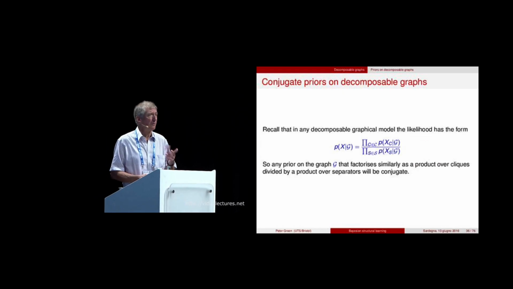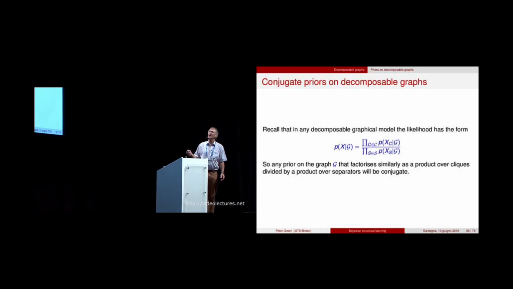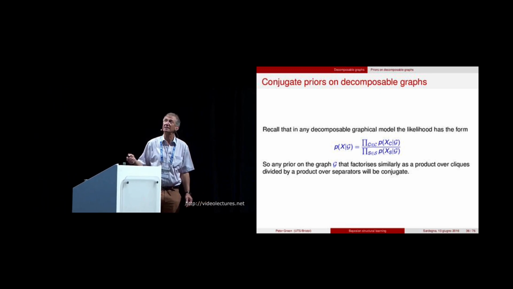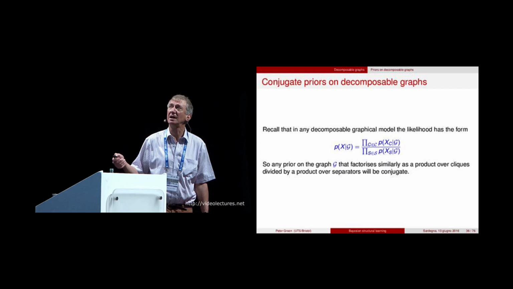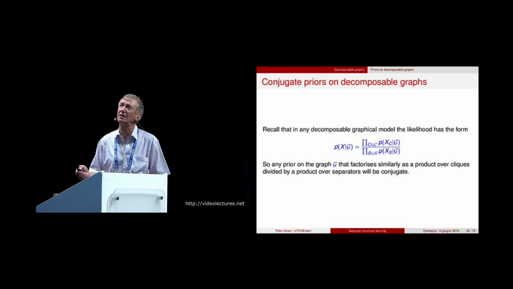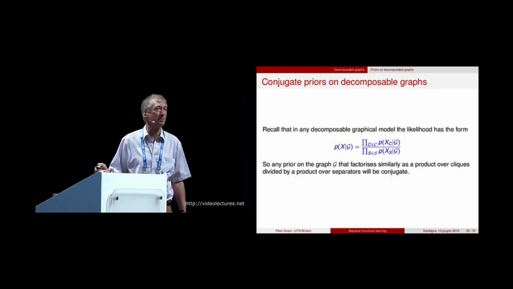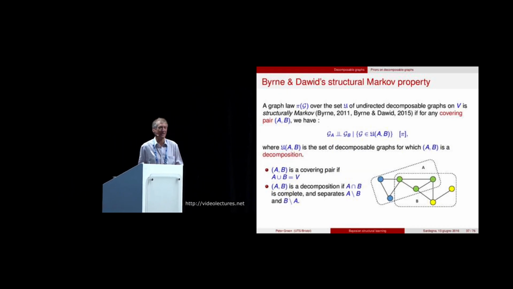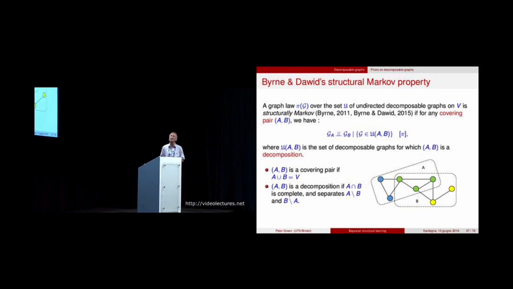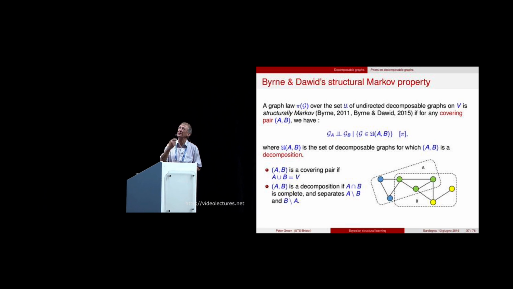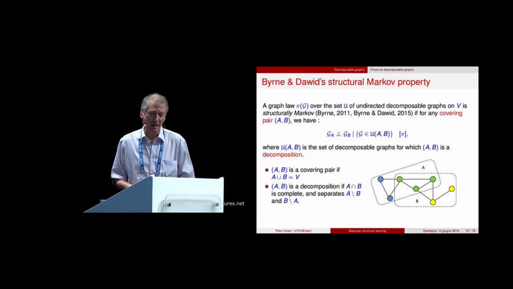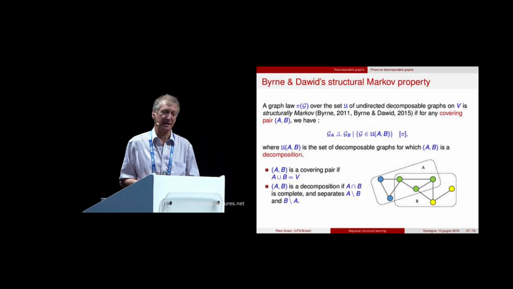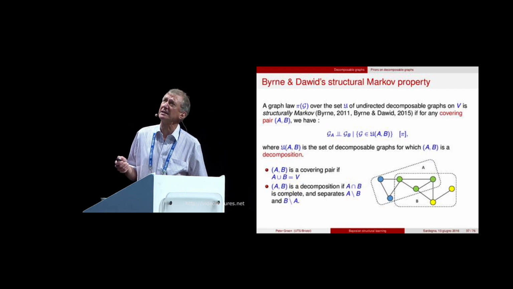And what might we be looking for? Well, reminding ourselves of this beautiful factorization of the likelihood into a product of clique marginals over separator marginals, the kind of prior on the graph that would make life simple would be one where the probability of G itself factorizes in the same kind of way. And one lovely example of the capacity of this area to generate beautiful results, thanks to Simon Byrne and Phil Dawid a few years ago, considered this idea of having a Markov property on structure. Their assumption looks a bit abstract, but let's go through it.